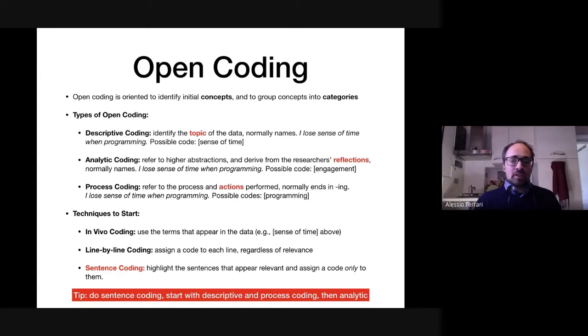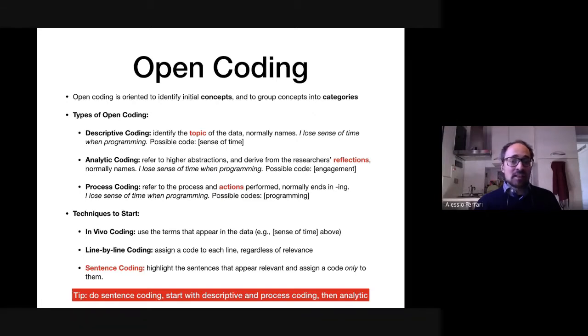Or process coding, where I focus on the actions that are performed. Instead of the sense of time, if I work on actions, I'm focusing on programming. A possible code is programming. It depends on what appears more relevant to you, in relation also to the other data. But you can associate multiple codes, of course, to the same chunk of text.